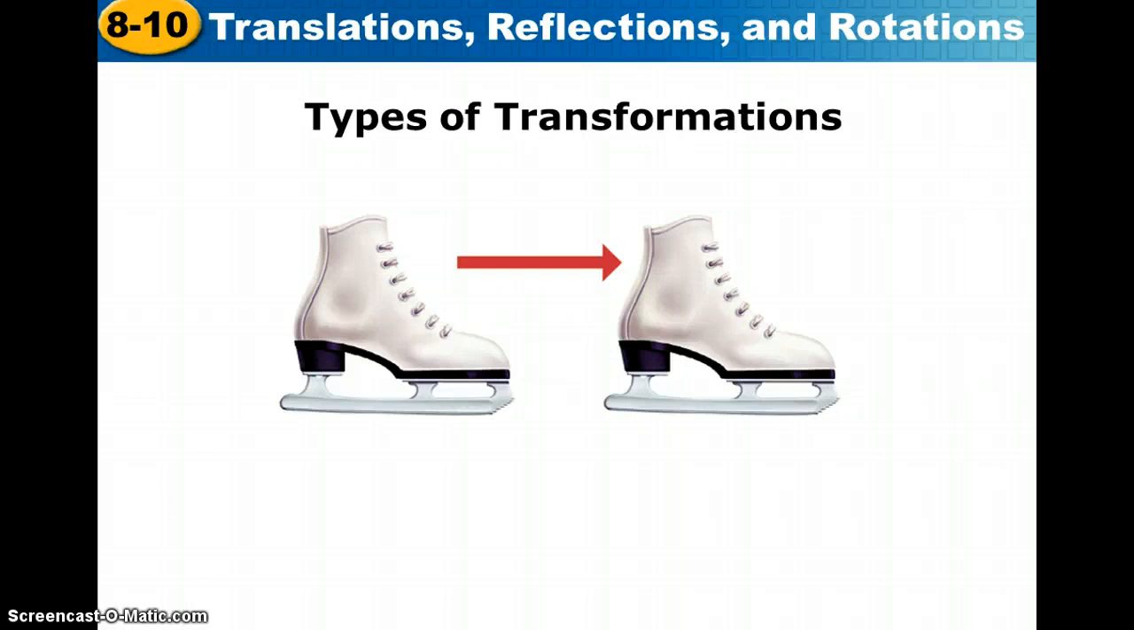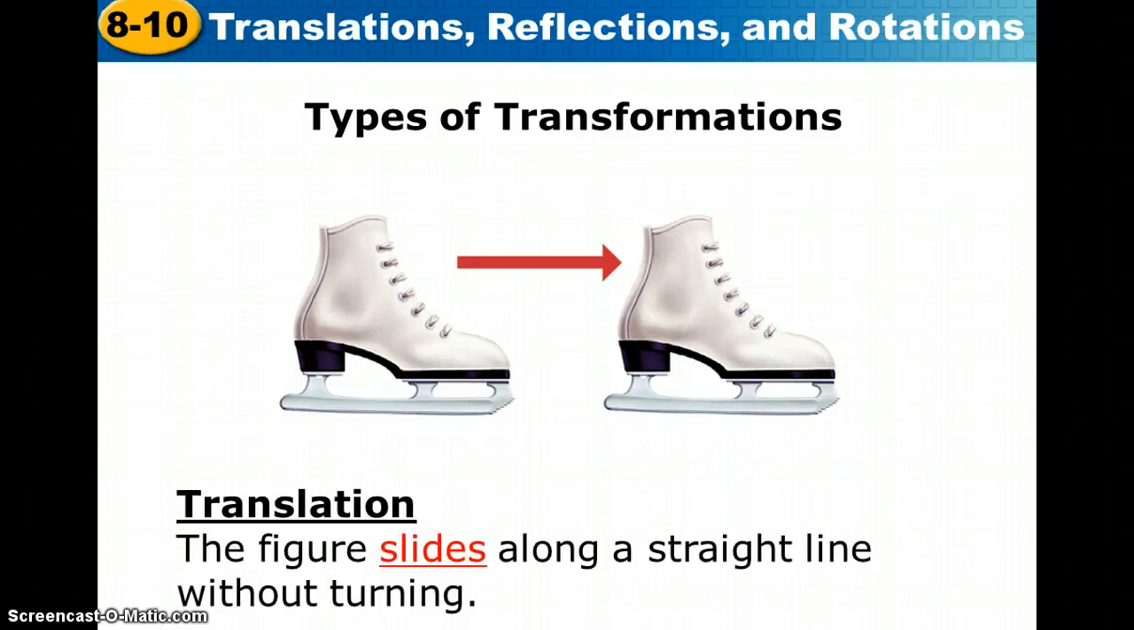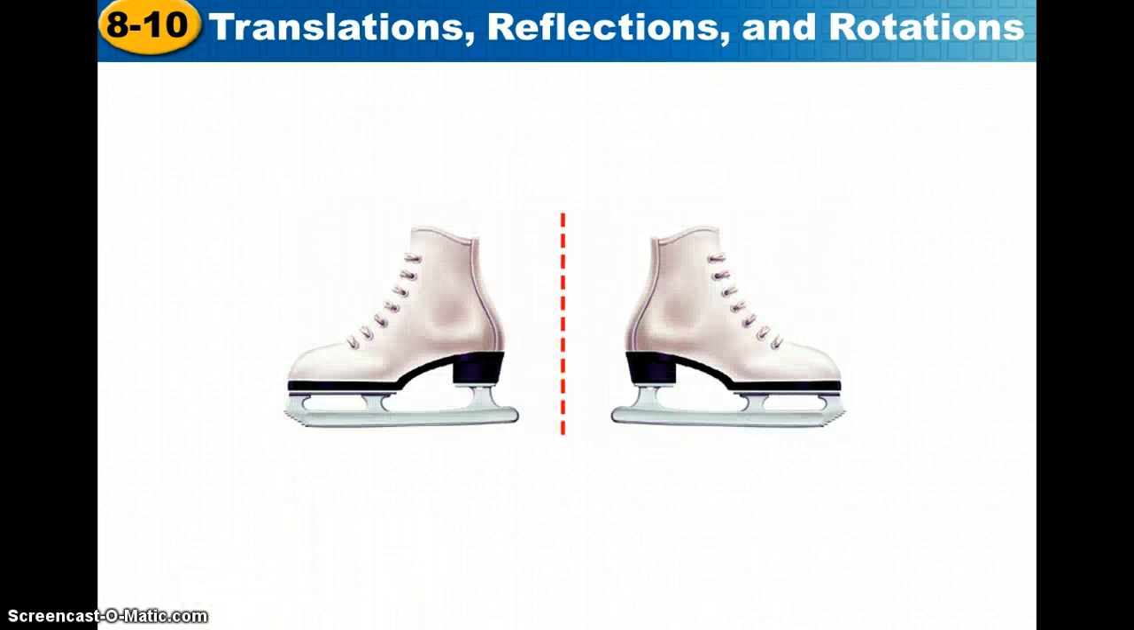So the types of transformations, let's start with our skate. It just moved or slid across the page. So a slide is called a translation. I remember the SL for slide is in the word translation. It is not turning at all. It simply went horizontally across the page.